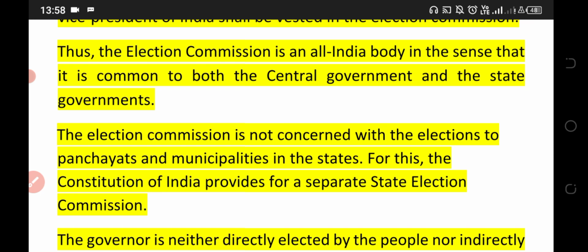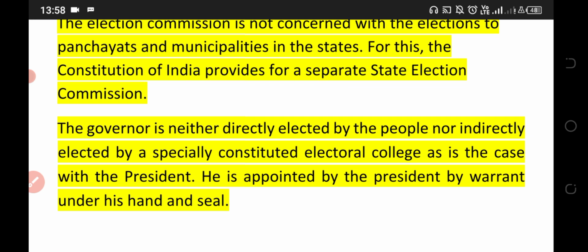Thus, the Election Commission is an all India body in the sense that it is common to both the central government and the state governments. The Election Commission is not concerned with elections to the panchayats or municipalities in states. For this, the Constitution also provides a separate State Election Commission.